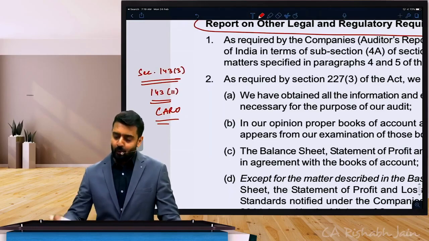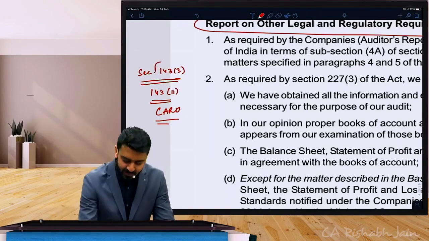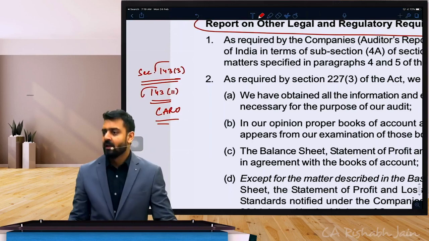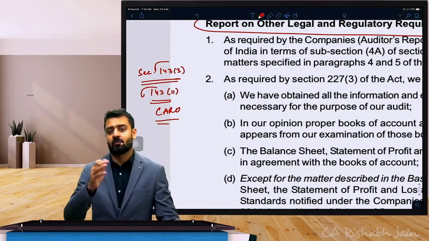Write down 143 subsection 11, that is CARO under a separate annexure. There comes a separate annexure where we include CARO along with the audit report. Don't worry. When we go to Companies Act, we'll discuss 143.11. We'll talk about CARO as well. We'll discuss CARO separately because it's part of your separate chapter.